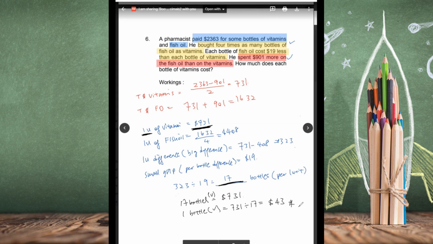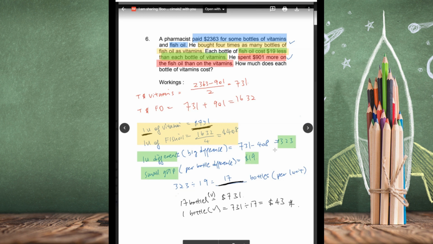So what we've been doing here is that the first thing we did is to get rid of the first difference, which is the total here. We actually try to make them into 1 unit so that the number of fish oil and number of vitamin purchased is equals to the same. And then after that, we try to find a big difference, which is caused by the price difference of the fish oil and the bottle. So the total difference that we managed to find here is equals to 323, and this is caused by the small difference, which is the $19 per bottle.